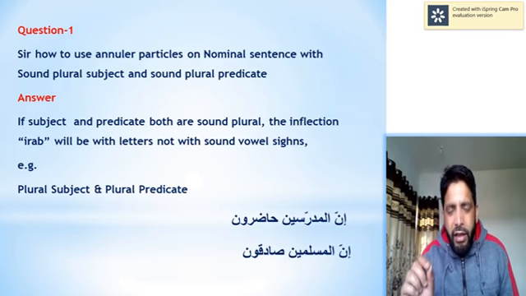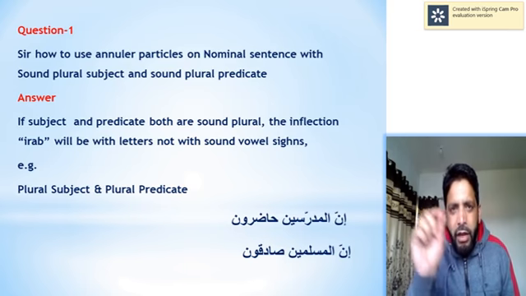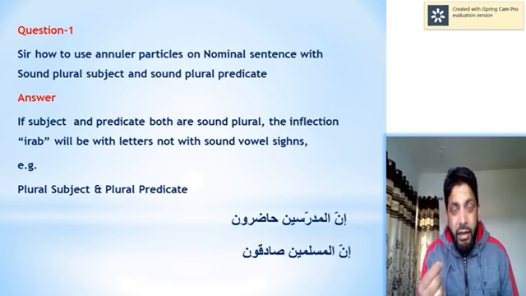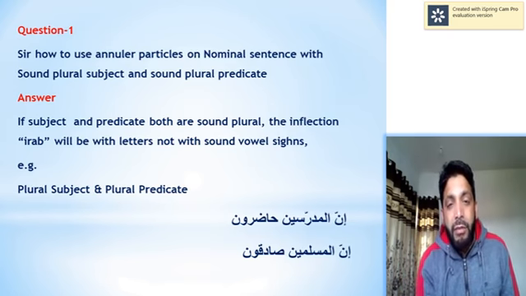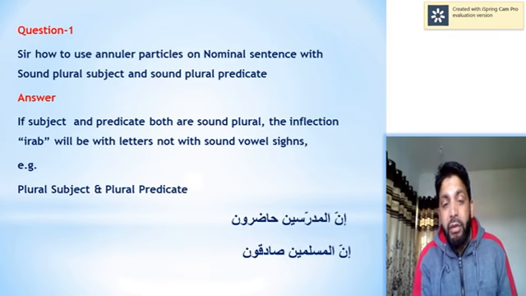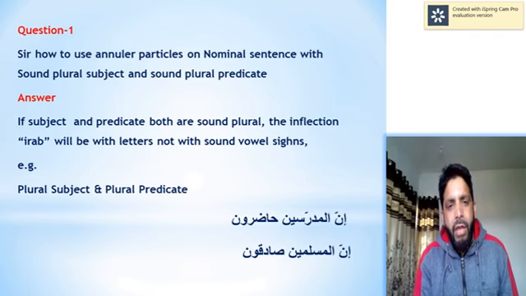Sometimes a marfu' noun in the nominative case is not always represented by dhamma or tanween only. Sometimes it comes with huruf as well, letters. For example, waw is also a sign of the nominative case. Sometimes alif is also a sign of the nominative case in musanna, dual. We have discussed that in the lesson. Now here are some examples. I will try to make you understand it.